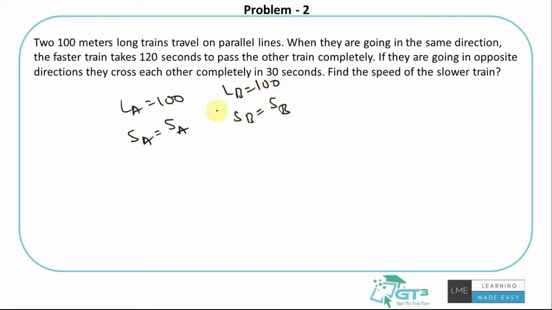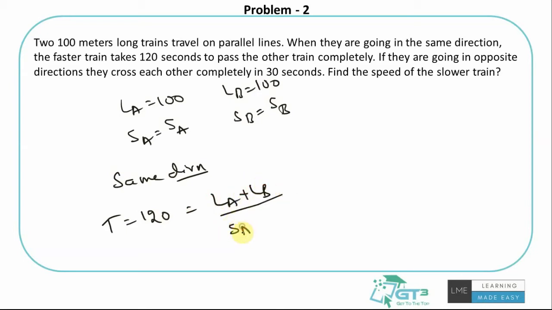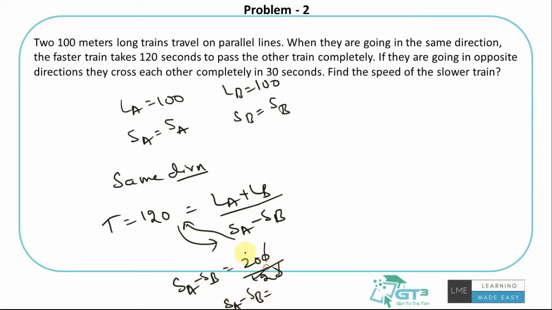When they both are moving in the same direction, the time taken is 120 seconds. That is basically LA plus LB by SA minus SB. So LA plus LB is 200 meters by 120. I'm just swapping this. It is SA minus SB. So SA minus SB would turn out to be 5 by 3, that is 1.67. So let me leave this here.